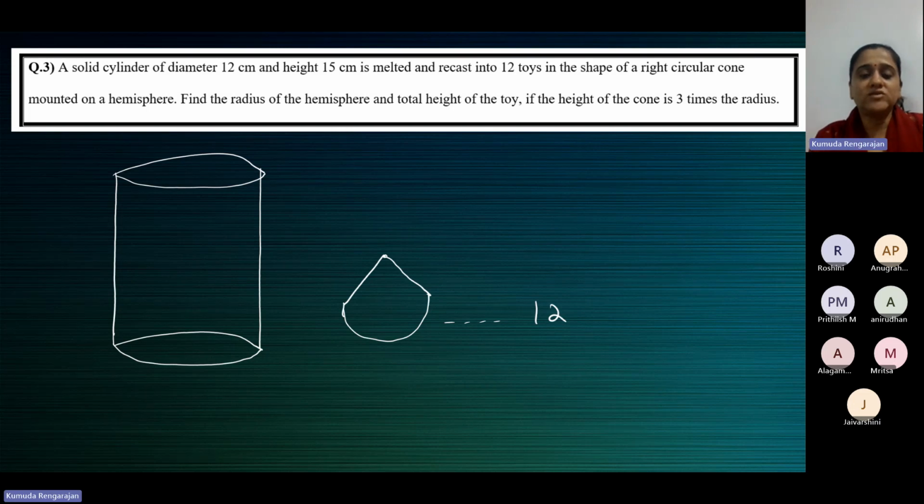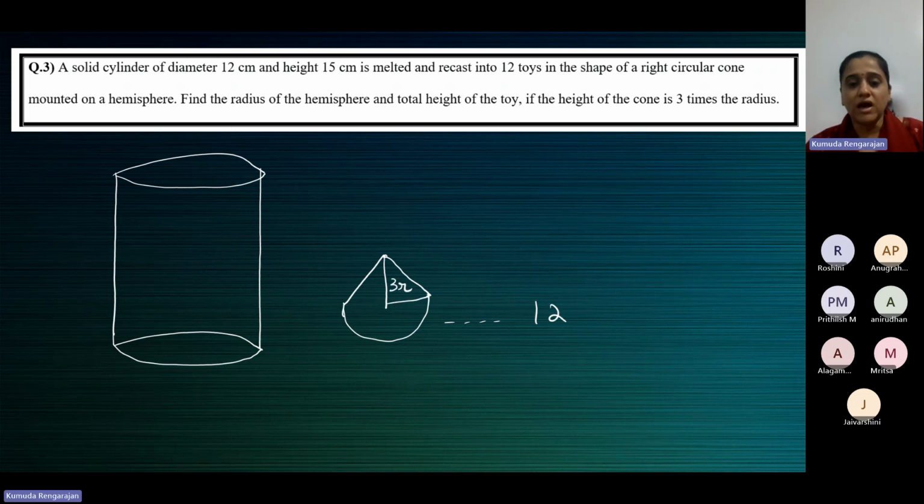Now find the radius of the hemisphere and the total height of the toy if the height of the cone is 3 times the radius. Let me read the last part again. The height of the cone is 3 times the radius. This is the conical height. So this is 3r.